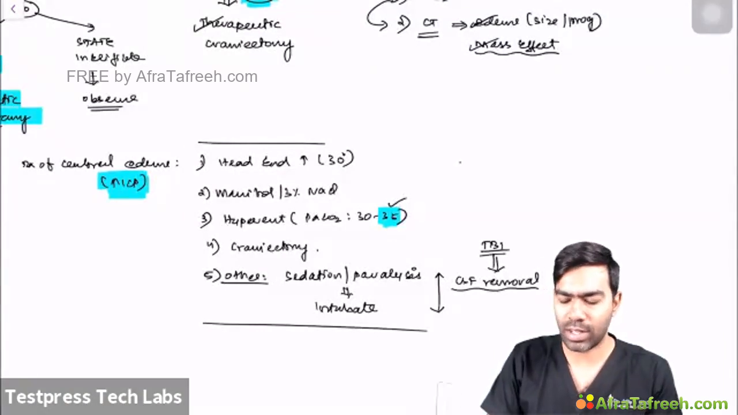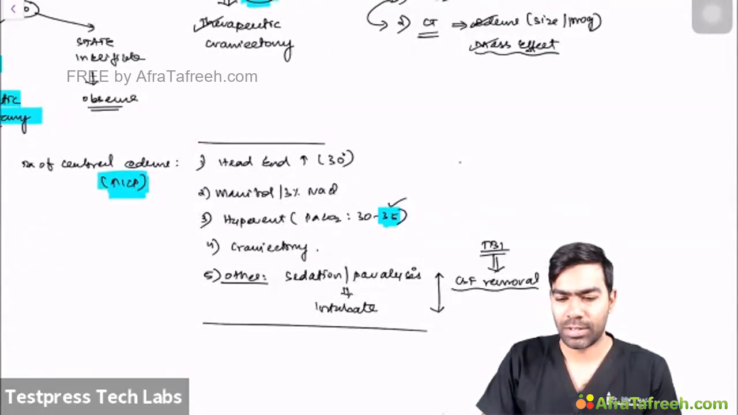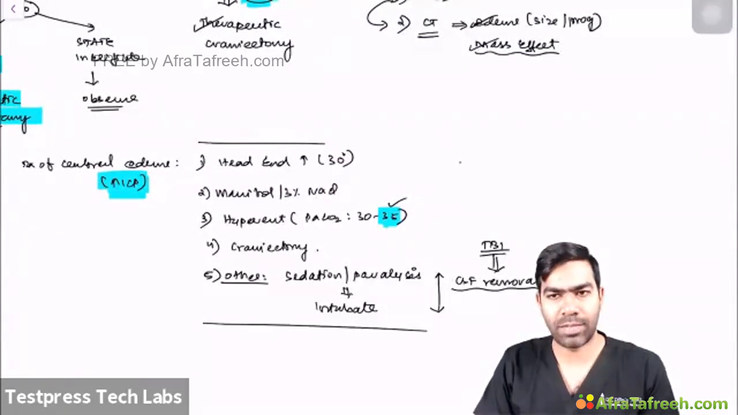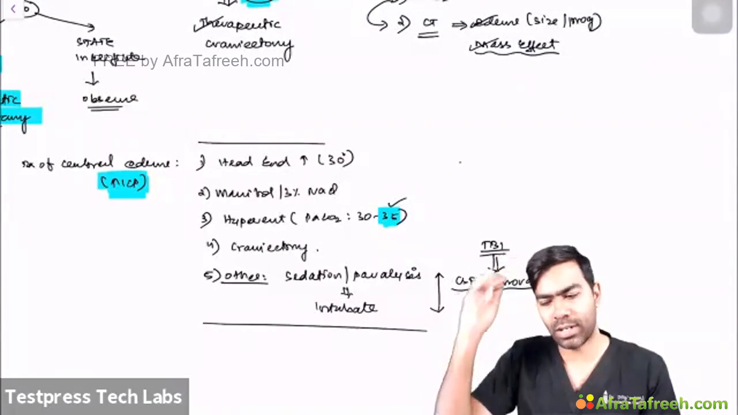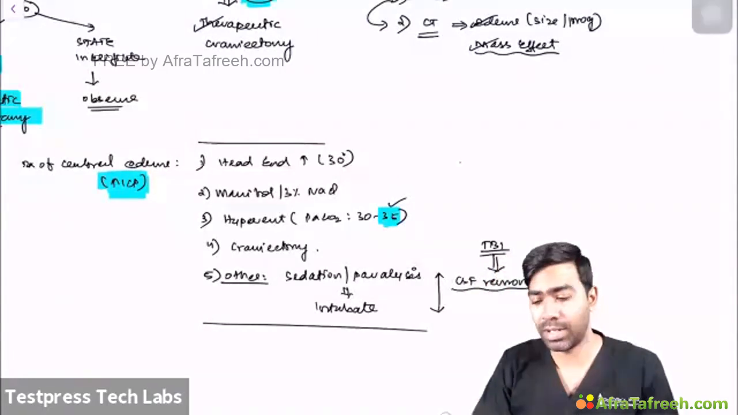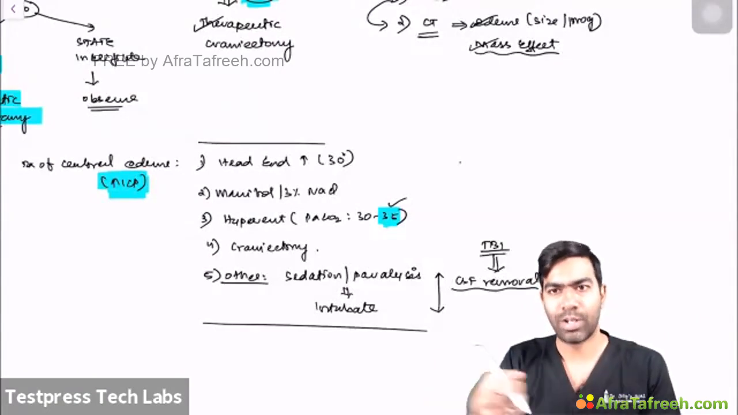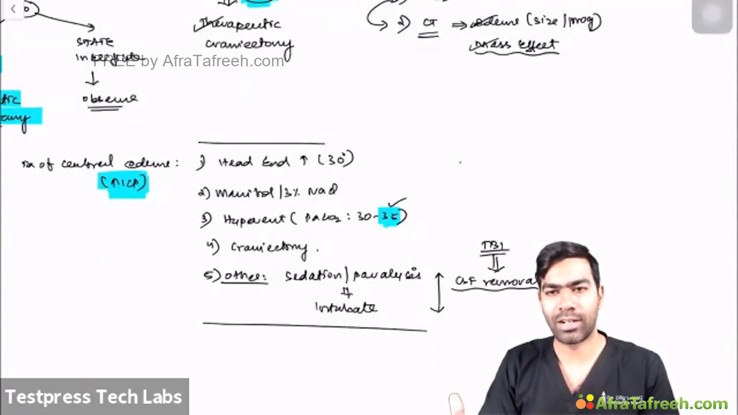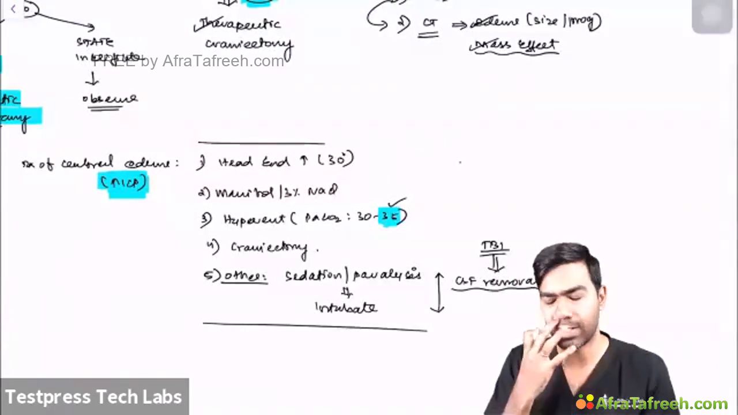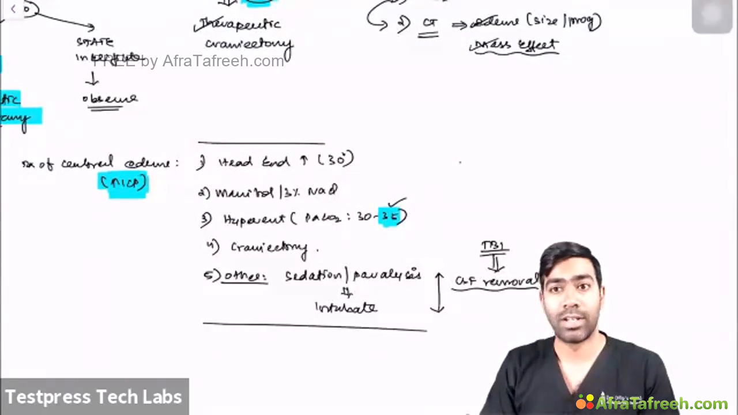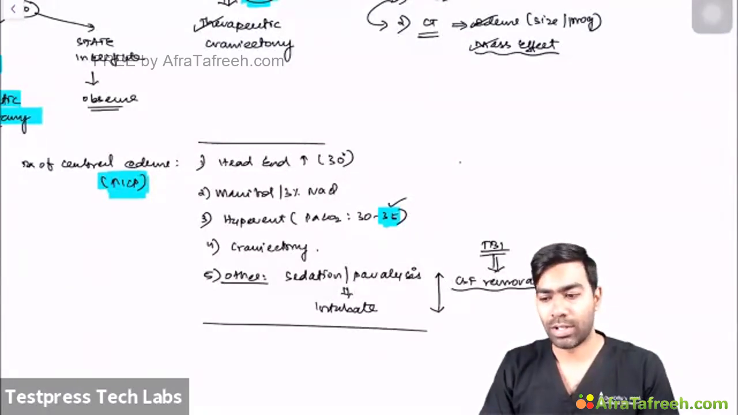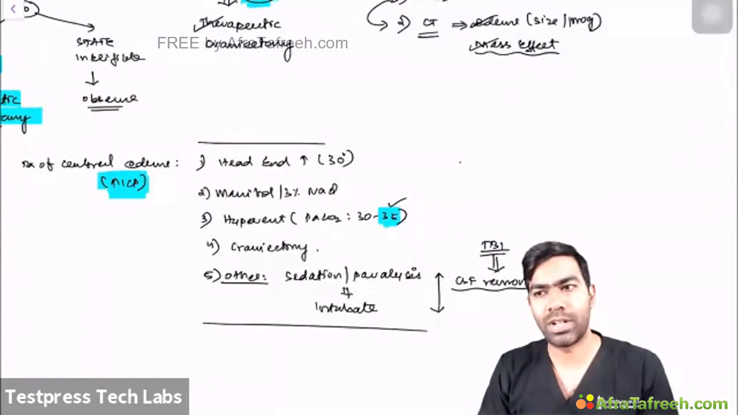This is not done in all the cases of raised ICP. For traumatic brain injury, CSF removal is advocated, but immediately, if I say CSF removal, students will ask, sir, in raised ICP, if I put a lumbar puncture, the brain will herniate and the patient will die. We have studied that lumbar puncture is contraindicated in patients with raised ICP. Yes, absolutely true. In a raised ICP, definitely lumbar puncture is absolutely contraindicated.